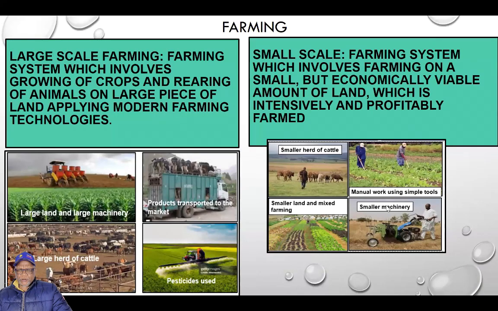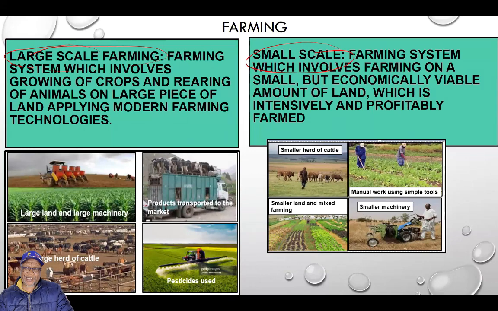So now let's look at the primary sector. Under the primary sector, we have farming, we have fishing, we have mining, and a number of those. Let's start first with farming. Farming can be characterized by 2 types: large-scale farming and small-scale farming. And like the word says, large. So in large-scale farming, large land is used.